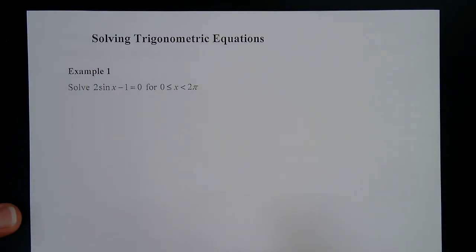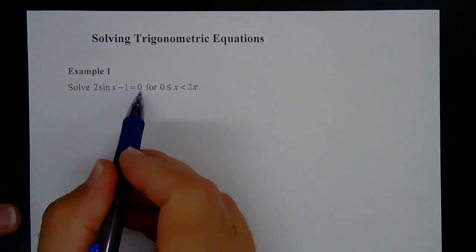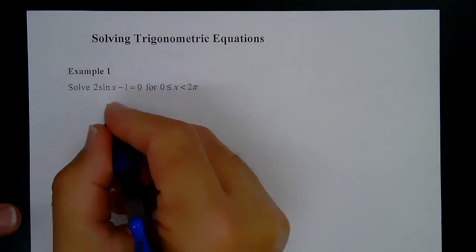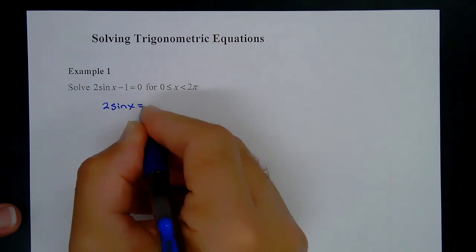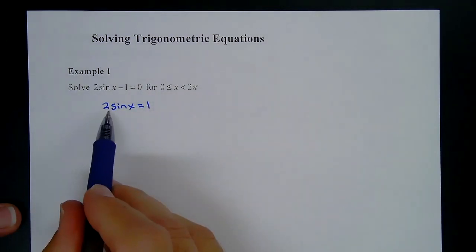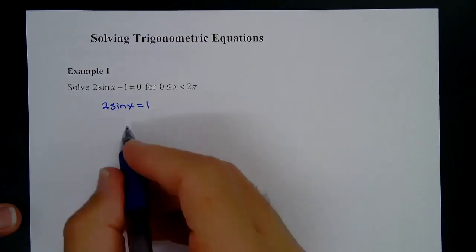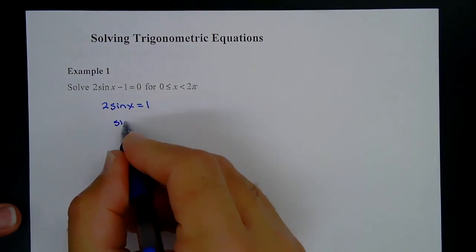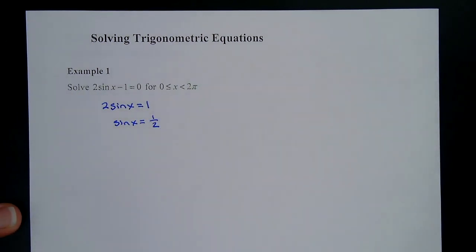The very first thing you want to do on all of these is isolate the trig function. So we want to get the sine x by itself. I'm going to add 1 to both sides, which gives 2 sine of x is equal to 1. Then, because I'm multiplying the sine x by 2, I divide both sides by 2, and that gives sine of x is equal to 1/2.